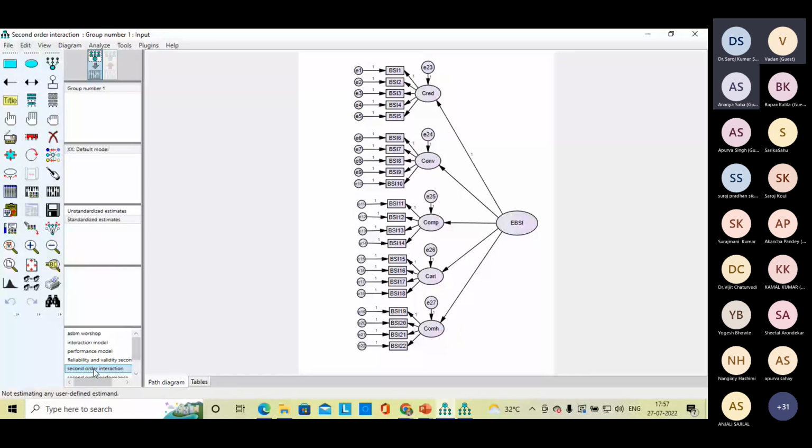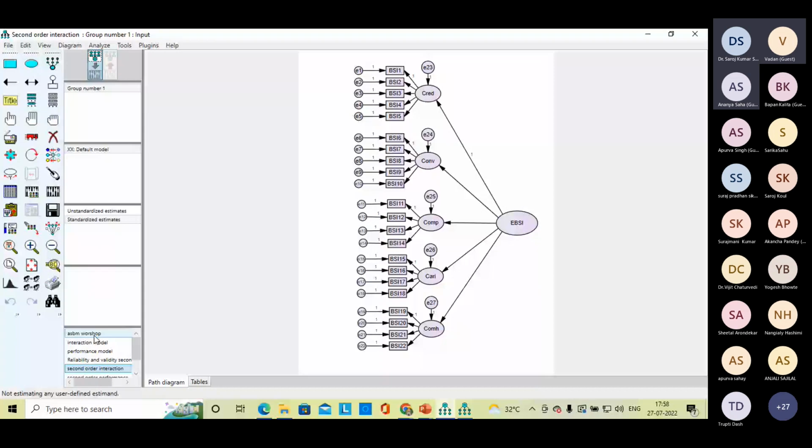Now these 5 constructs have been measured. Now the subsequent latent construct, that is the effectiveness of buyer-seller interaction, will be measured. Like this you have to measure, like this you have to connect now.